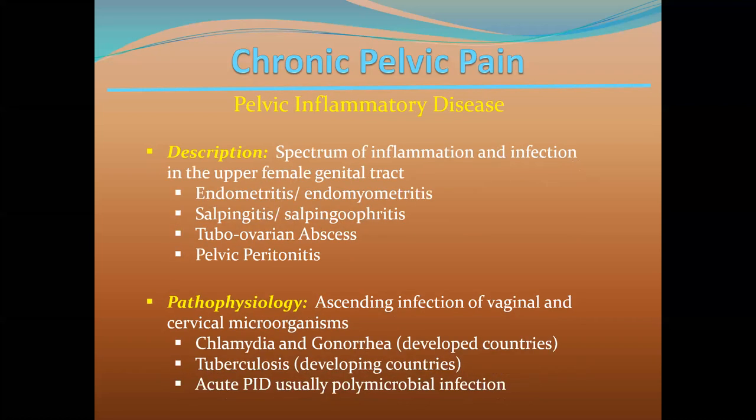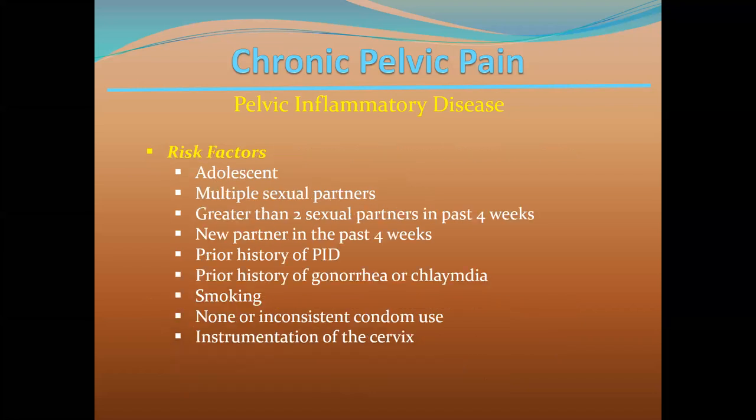Pelvic inflammatory disease is a spectrum of inflammation and infection in the upper female genital tract. It is an ascending infection involving the endometrium, the fallopian tubes, the ovaries and the pelvic peritoneum. So it includes endometritis, salpingitis, salpingo-oophoritis, tubo-ovarian abscess formation, and pelvic peritonitis. Pathophysiology: ascending infection of vaginal and cervical microorganisms, chlamydia and gonorrhea in the developed countries, tuberculosis in the developing countries. Acute PID is usually a polymicrobial infection.